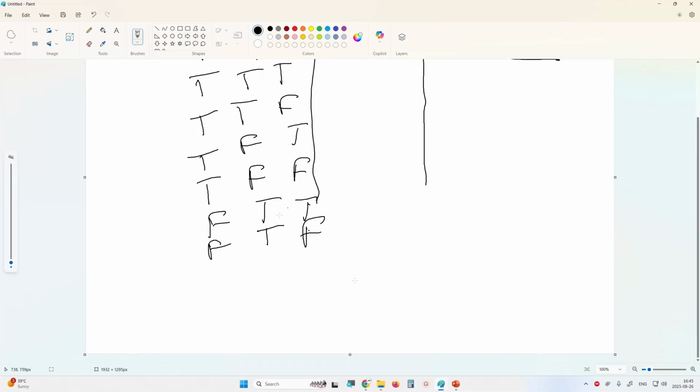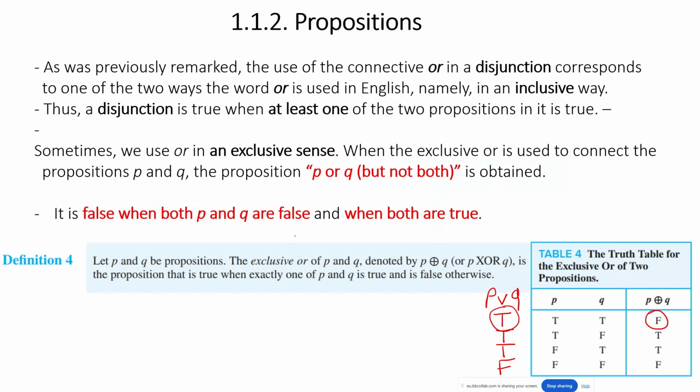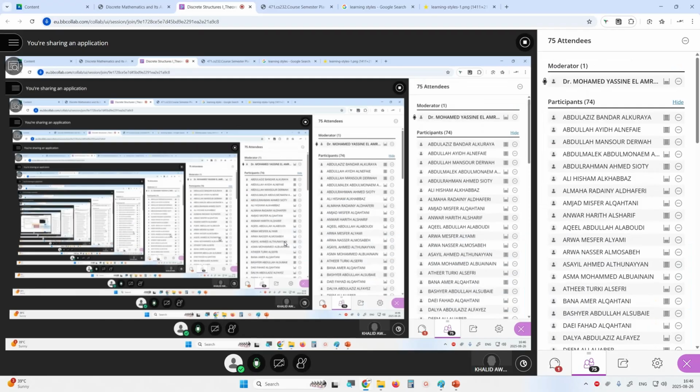Okay, what are the combinations, the remaining ones? Okay, here's this. So we said F, T, F, T, T, F, F, F, T, T, F, T, F, F, F, F. Somebody has a question? No?